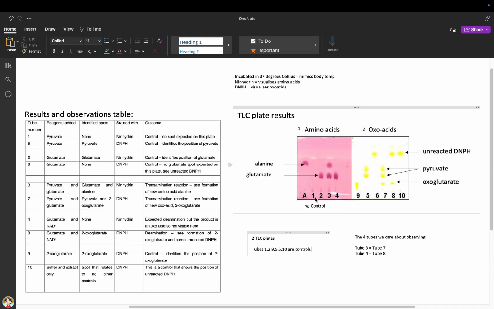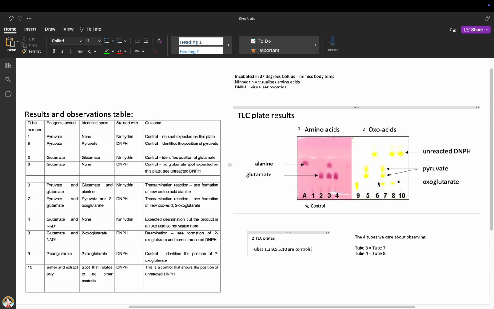Now I'm looking at tube 5, which also contained pyruvate, but was treated with DNPH for the oxoacid plate. I see a yellow spot. That's our pyruvate control, giving us a clear reference point on the oxoacid plate. Now compare that to tube 7, which included both pyruvate and glutamate. Notice anything different? Whoa! There are 2 spots on the oxoacid plate for tube 7.